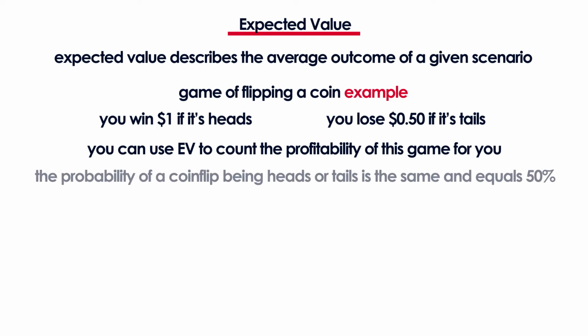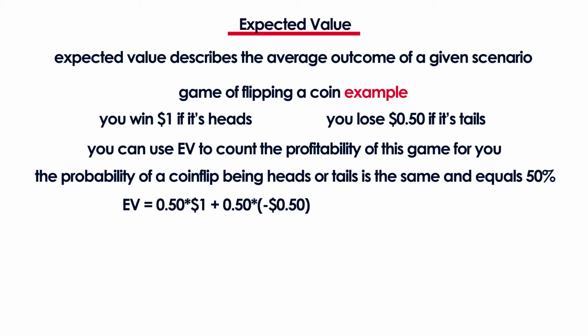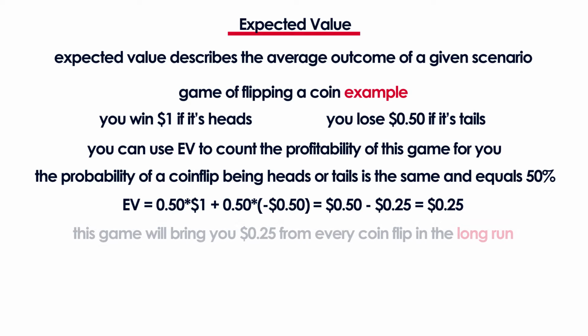Every coin flip has equal probability of being heads or tails. So you calculate the EV by multiplying 0.5, which is the probability of it being heads, by $1, which is the amount your friend is going to give you, and you add to that 0.5, which is the probability of it being tails, multiplied by minus 50 cents, which is the amount you're gonna have to pay your friend. So that comes to 50 cents minus 25 cents, which equals 25 cents. So you can expect to win 25 cents out of every single coin flip in the long run.